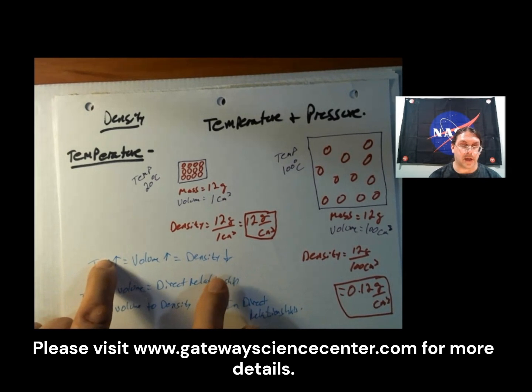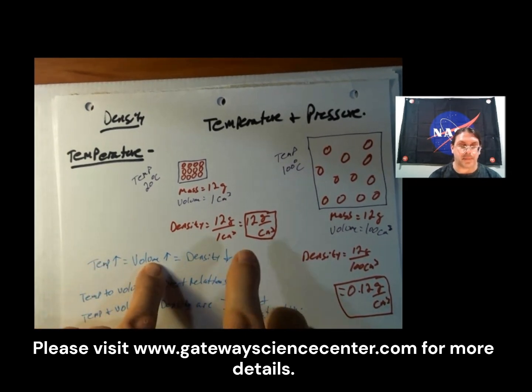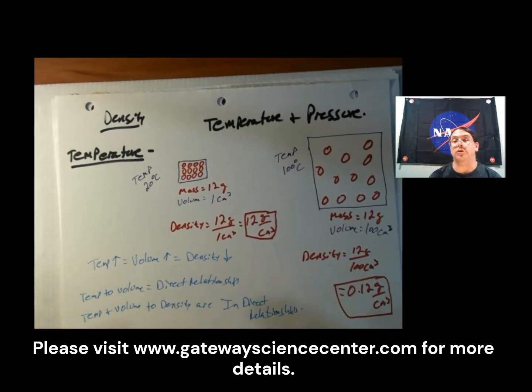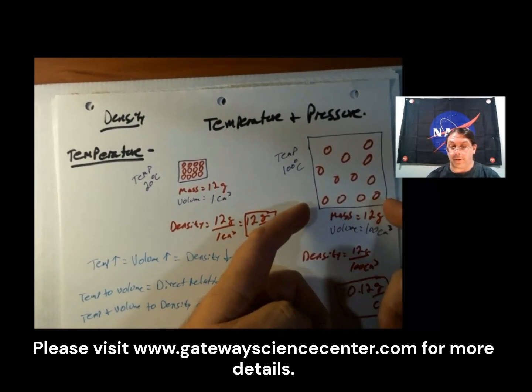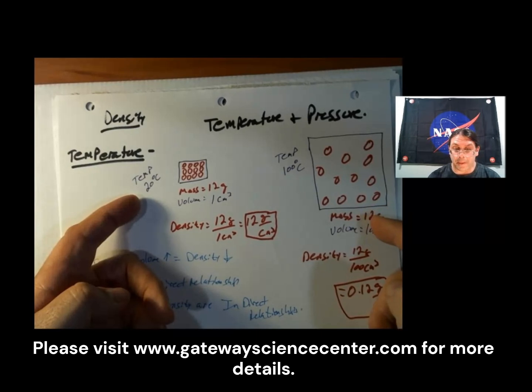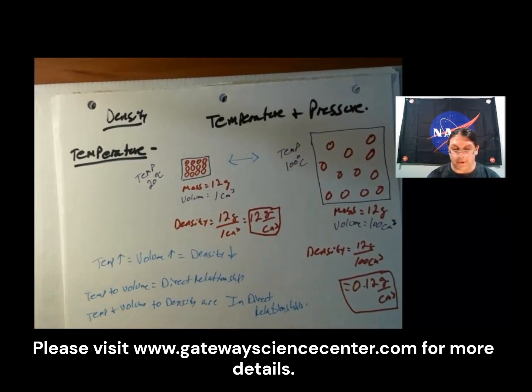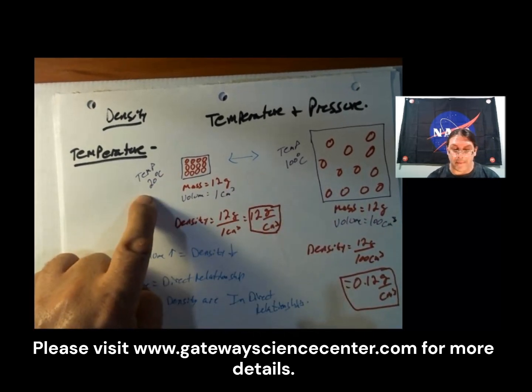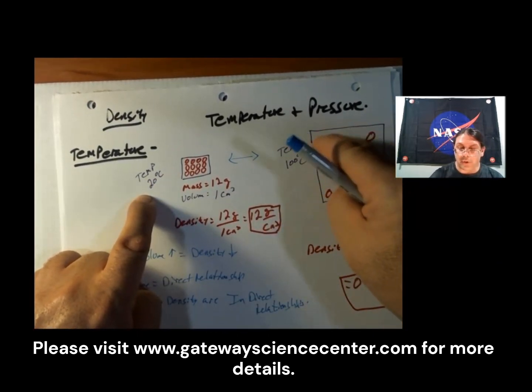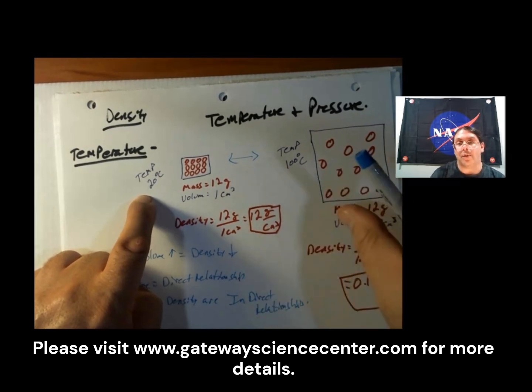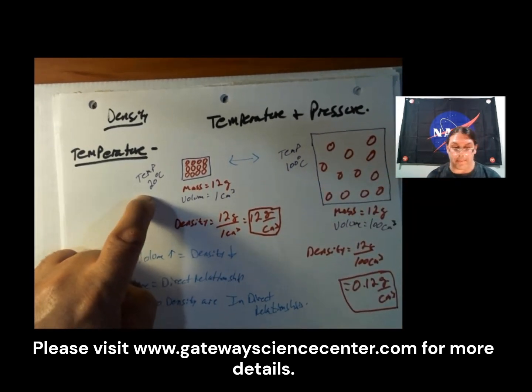When temperature goes up, your density goes down. When volume goes up, your density goes down. Now you can do the opposite. I'm not going to do that here, but you can do the opposite. When temperature drops from 100 to 20, the volume shrinks, which causes the pieces to compact, and when they compact, the density has to go up.